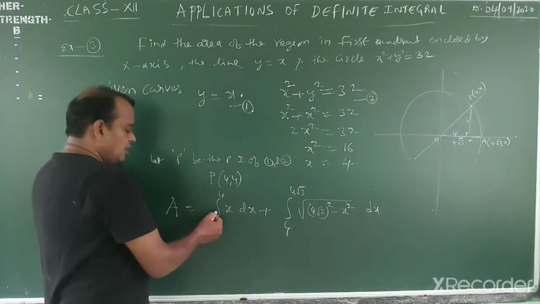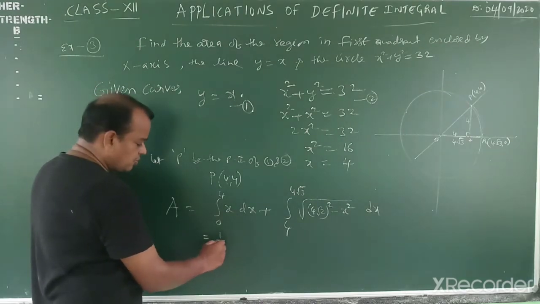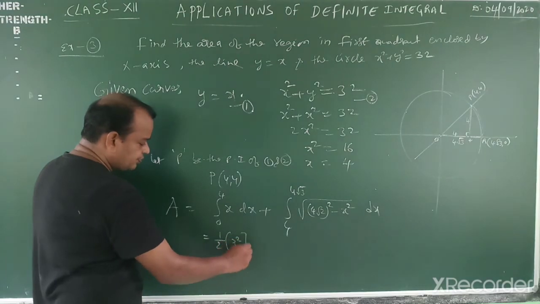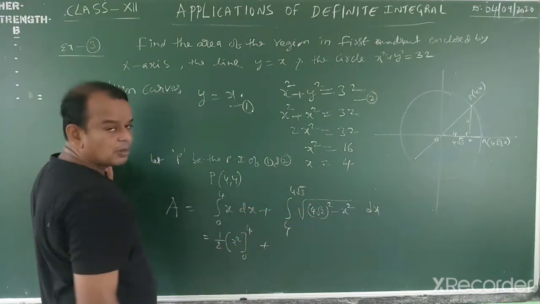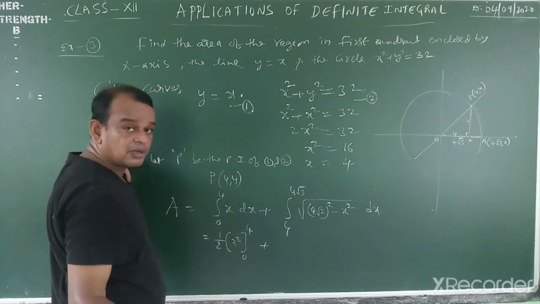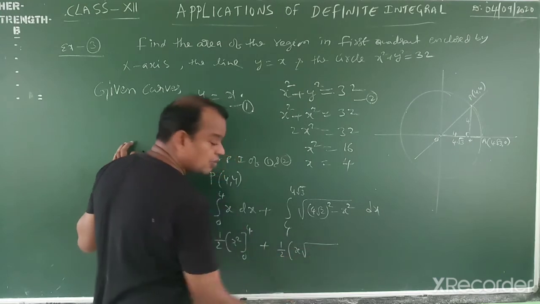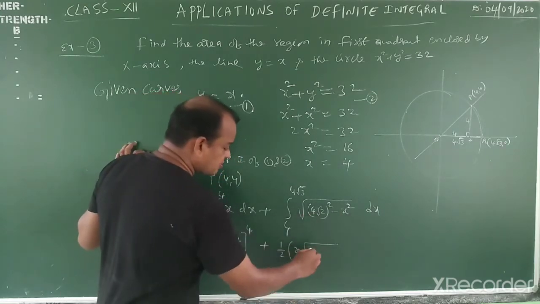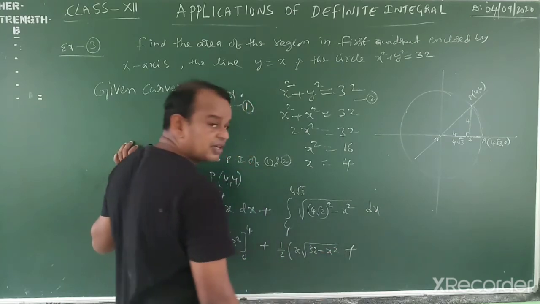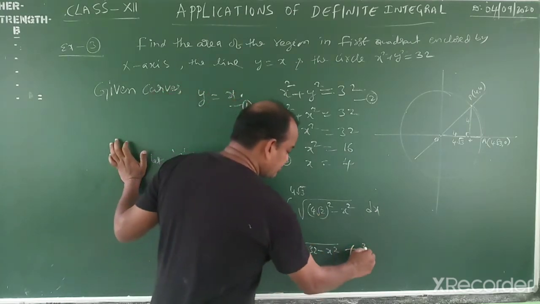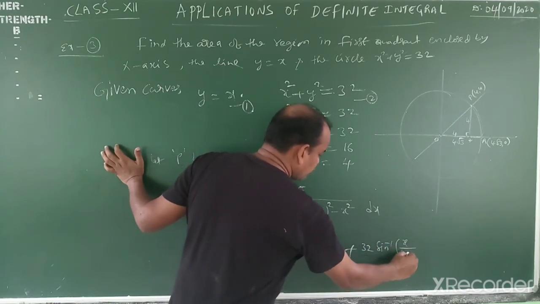Here, integral of x square by 2, x square by 2, with 0 to 4 as the limits, plus here the formula: root over a square minus x square formula. 1 by 2 into x into root over a square minus x square, that is root of 32 minus x square, plus a square, that is 32, into sin inverse of x by a, x by 4 root 2.